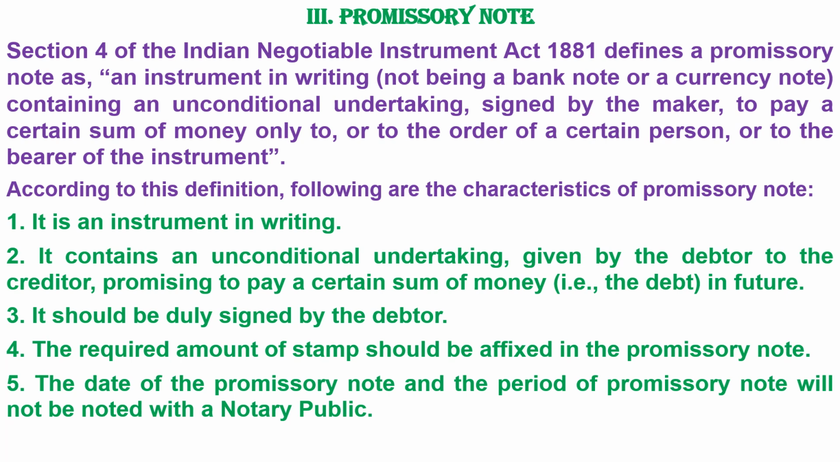1. It is an instrument in writing. 2. It contains an unconditional undertaking, given by the debtor to the creditor, promising to pay a certain sum of money, i.e., the debt, in future. 3. It should be duly signed by the debtor. 4. The required amount of stamp should be affixed on the promissory note. 5. The date of the promissory note and the period of the promissory note will be noted with a notary public.